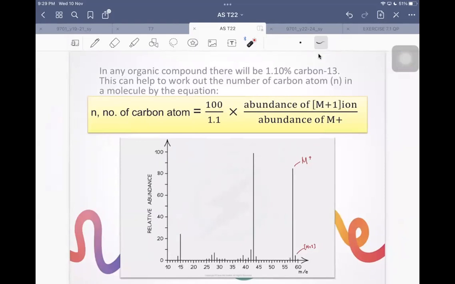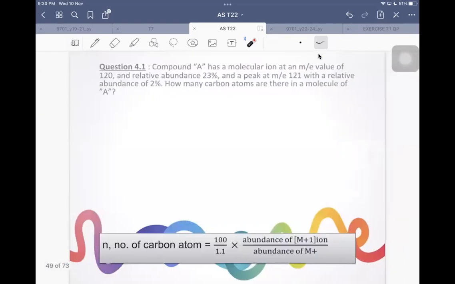This can help work out the number of carbon atoms in a molecule by the equation given here, right? So I will just use the formula first, and then we'll talk about this M+1 later on in a mass spectrum, or graphically we say.